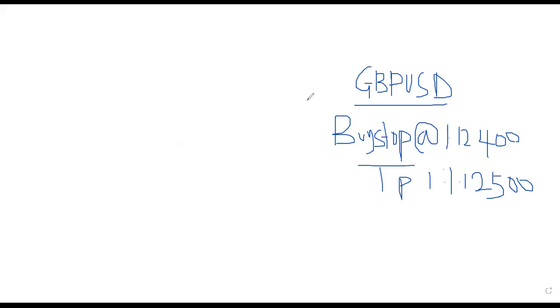Let's say your TP2, you add another 10 pips. That makes it 1.12600. Let's say your stop loss, let me use red for that. Let's say your stop loss is maybe 1.11900.